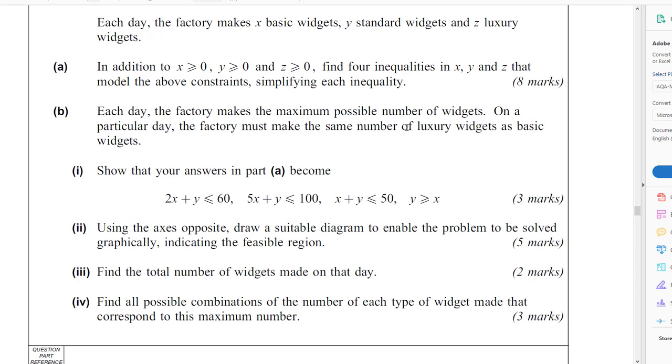So what this statement here is saying, the same number of luxury widgets as basic widgets, well, luxury widgets is Z and basic widgets is X. So wherever we've got a Z in one of our equations, we can replace that by an X because Z and X will essentially be the same number. And that's how we're going to achieve these equations that don't have any Z's in them.